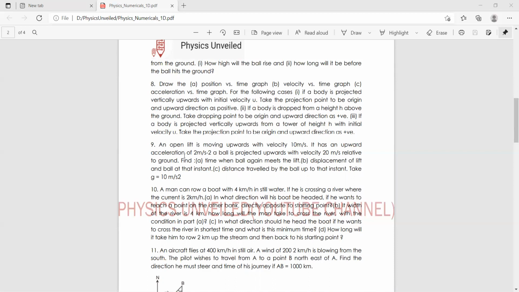Ninth problem: an open lift is moving with a velocity of 10 meters per second, and it has an upward acceleration of 2 meters per second square. A ball is thrown upward with a velocity of 20 meters per second relative to the ground. You have to find out the time when the ball meets the lift, the displacement of lift and ball at that instant, and the distance traveled by the ball to that instant. Take g equal to 10 meters per second square.